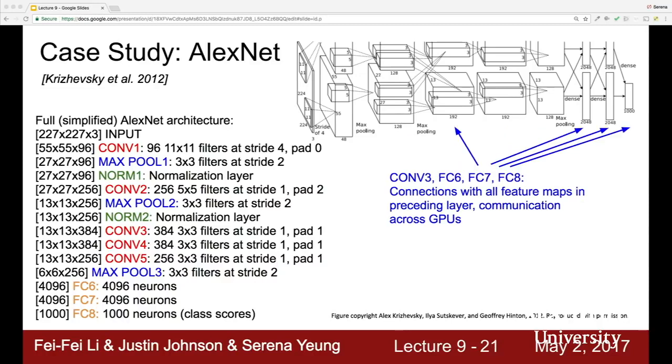Then there are a few layers, conv 3 as well as FC 6, 7, and 8, where the GPUs do talk to each other. So there are connections with all feature maps in the preceding layer. There's communication across the GPUs, and each of these neurons is connected to the full depth of the previous input layer. Yeah, question?